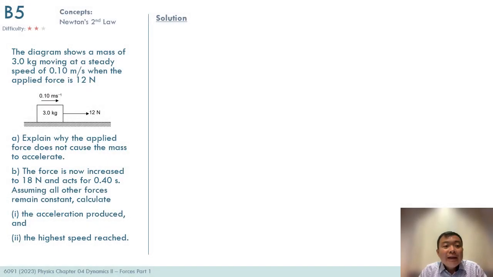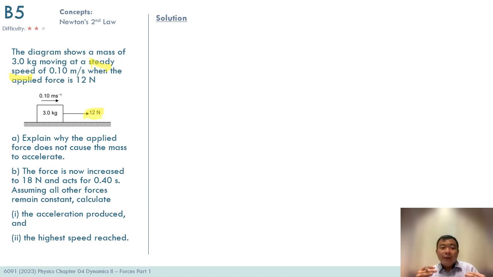In this question, in part A, we are to explain why the applied force does not cause the mass to accelerate or to speed up. Now, what are we given? We are told in the question that the object moves at the steady speed over here when the applied force is 12 newtons.